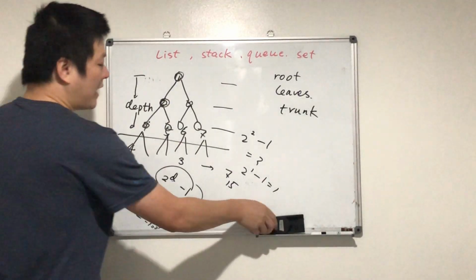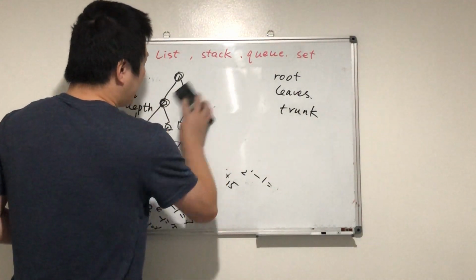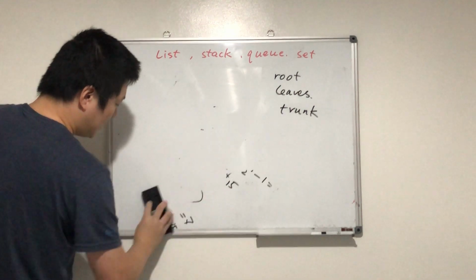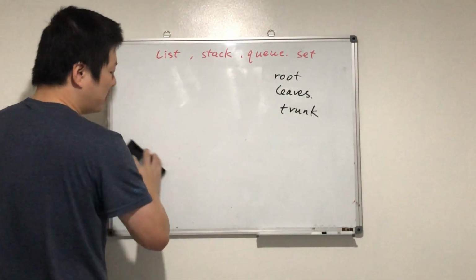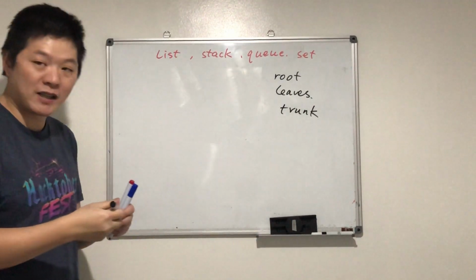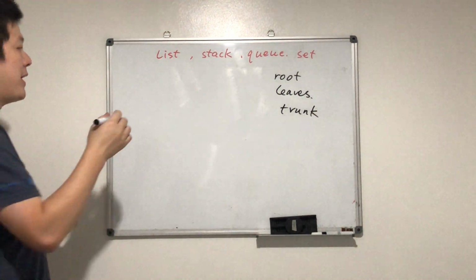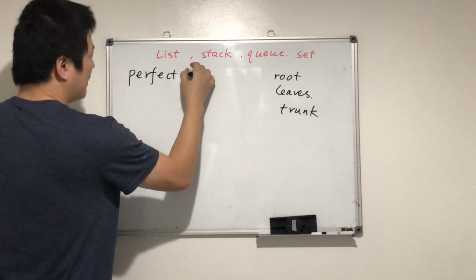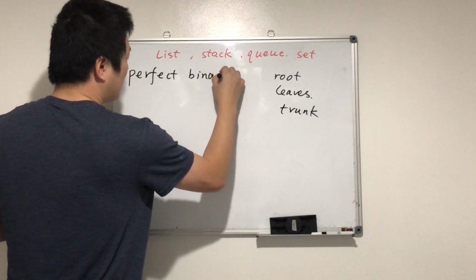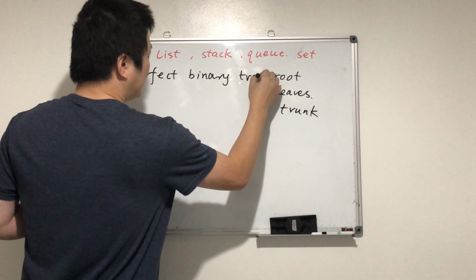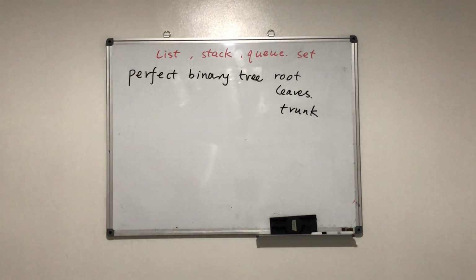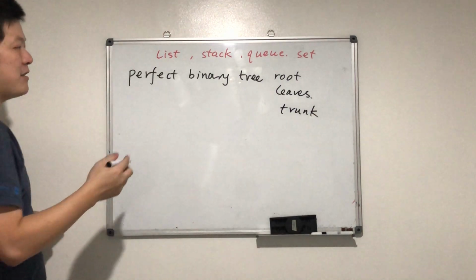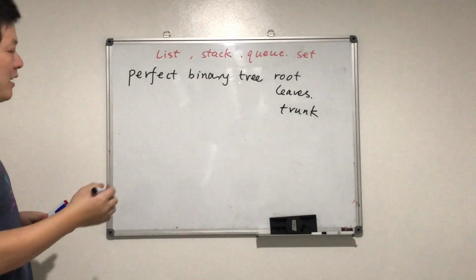Okay, now this binary tree. We're just talking about the perfect binary tree. So how can we store it in the computer? We can use a list to store it. So how do we store it?